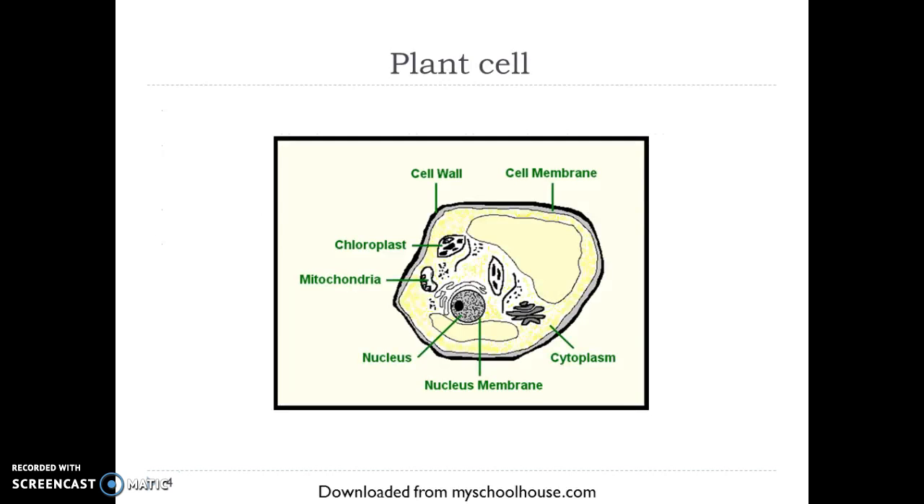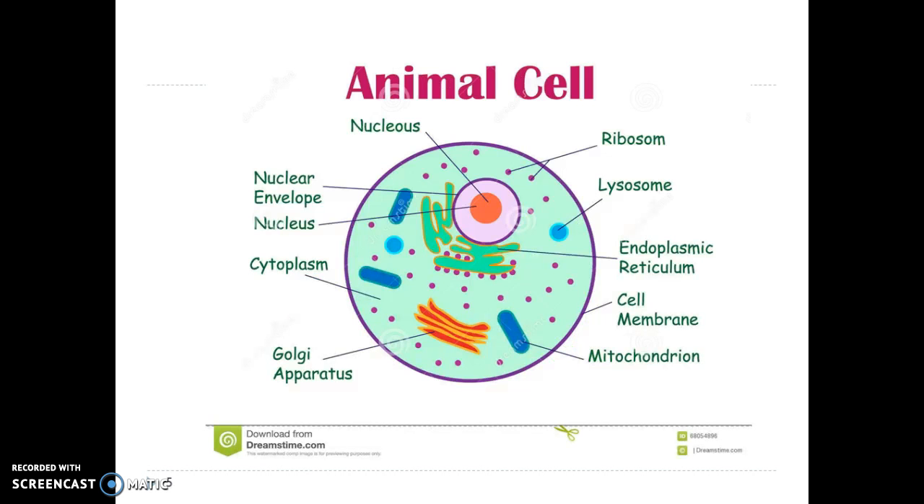Coming to the next slide, here you can see a plant cell where a cell wall and a cell membrane both are there. Along with that, the only thing which is added from the animal cell is chloroplast. The chlorophyll pigment is there, that's why it gives a green color to the plants. The mitochondria, nucleus, nuclear membrane, cytoplasm, so everything is the same in the animal cell also.